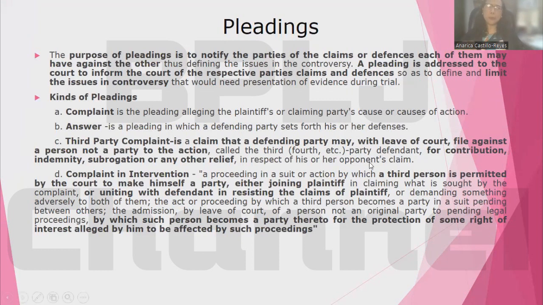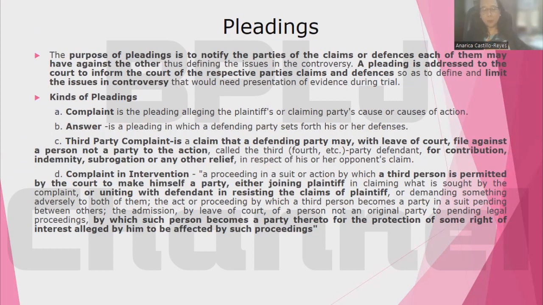What is the purpose of pleading? It is to notify the parties of the claims or defenses that each has against the other. It is also to inform the court of the respective parties' claims and defenses. In other words, in a case, there are two sides of the coin. There are two versions of stories. One is the version of the plaintiff, and the other is the version of the defendant. Now, these stories, claims, or defenses are all contained in the pleadings of the parties.